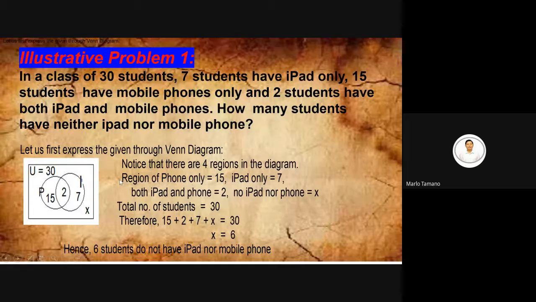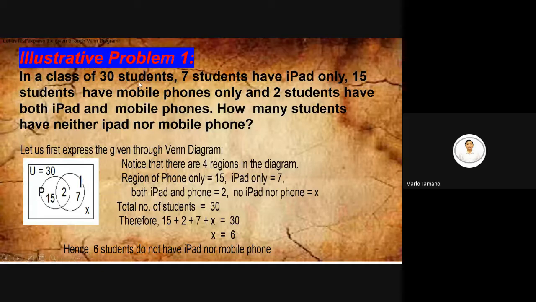So if this will be the case, let us first express the given through Venn diagram. So gagawa muna kayo ng Venn diagram so that you can put all the information given. Okay? So U stands for the universal set, the given number of students from the problem. So 30 po. In a class of 30 students, doon po ninyo ilagay. Then we have here two circles. The first circle represents P, which stands for mobile phone. Then I stands for iPad. Naintindihan po? Okay.